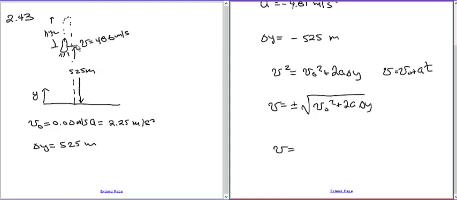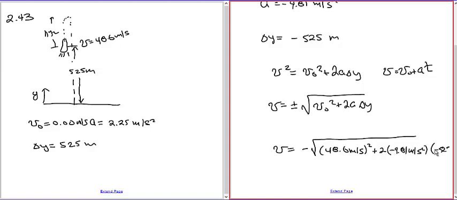Now we're going to take the minus because it's coming down. So we're going to choose minus. And v0 is 48.6 meters per second, quantity squared, plus 2a, which is negative 9.81 meters per second squared, times delta y, which is minus 525 meters. And if you do that, you get negative 113 meters per second.